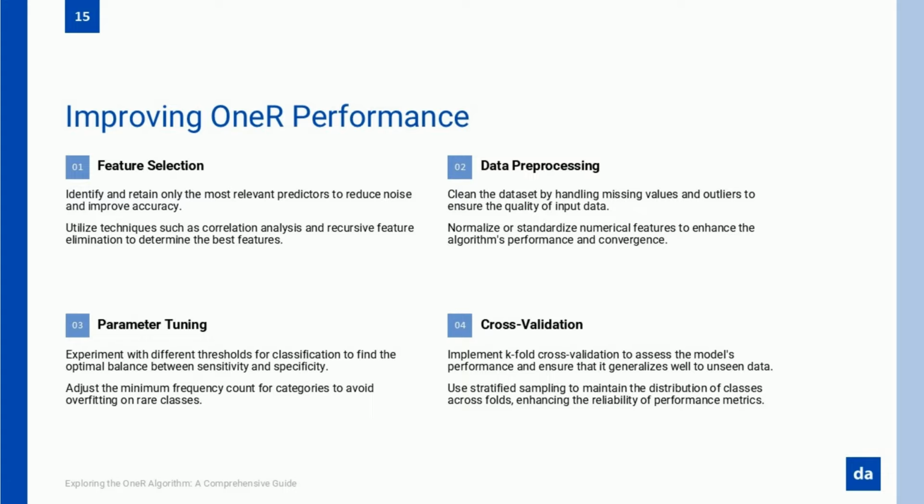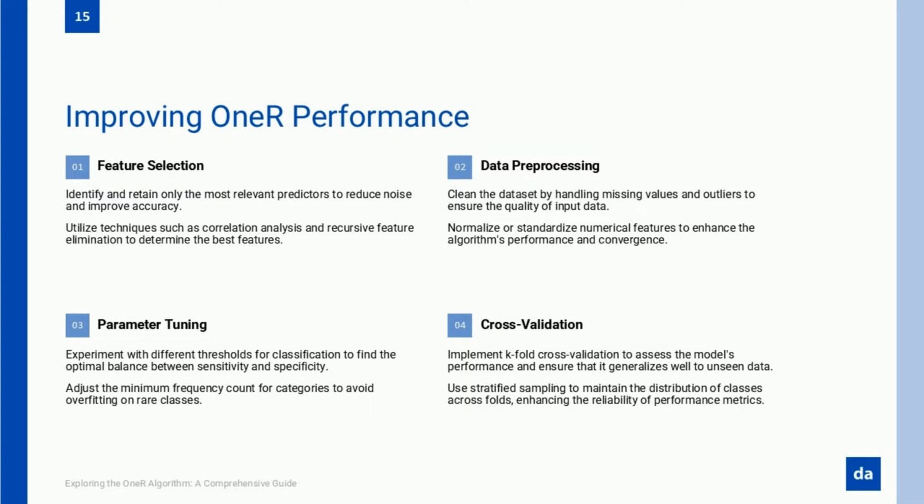One of the most important steps is feature selection. Even though OneR relies on a single predictor, ensuring that only the most relevant variables are considered can significantly improve its performance. By conducting correlation analysis or using feature importance techniques, it's possible to filter out weak predictors and focus on the ones that truly contribute to classification accuracy.